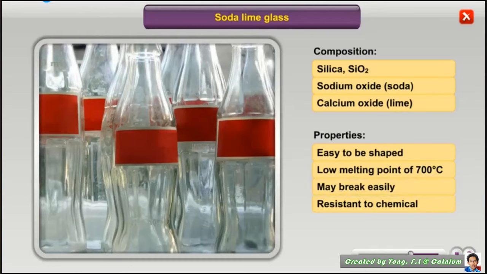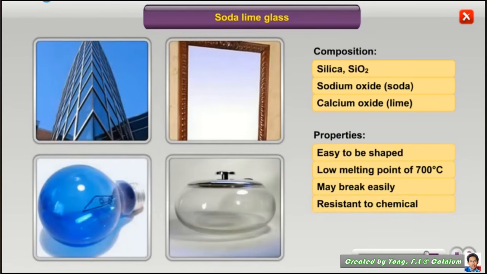Soda-lime glass has a good chemical durability and is resistant to chemical attack from aqueous solutions, so it will not contaminate the contents inside or affect the taste. Soda-lime glass is used to make flat glass, window panes, electrical bulbs, mirrors, and glass containers.